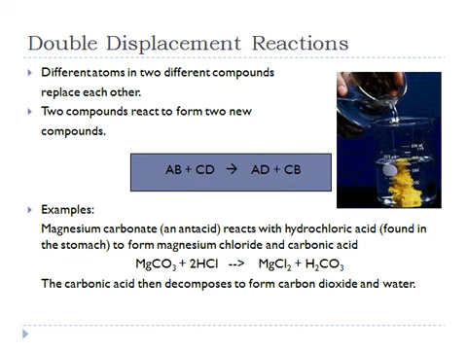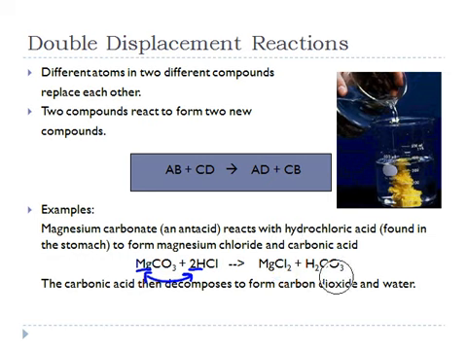Let's go through some examples. So magnesium carbonate, which is an antacid, reacts with hydrochloric acid in your stomach to form magnesium chloride and carbonic acid. So what actually ended up happening here? Your magnesium and your hydrogen actually switched places. Okay, so the hydrogen ended up bonding with the carbonate. That's your carbonic acid. And the magnesium ended up bonding with the chlorine. That's your magnesium chloride. Okay.